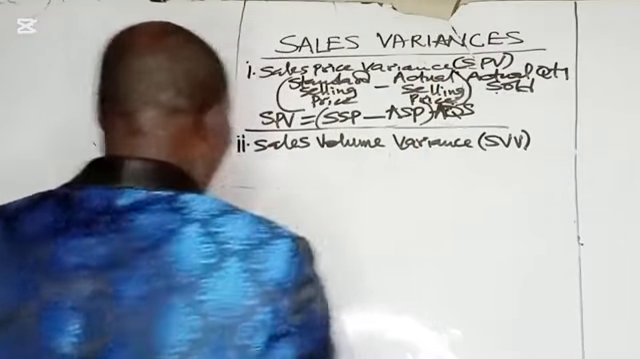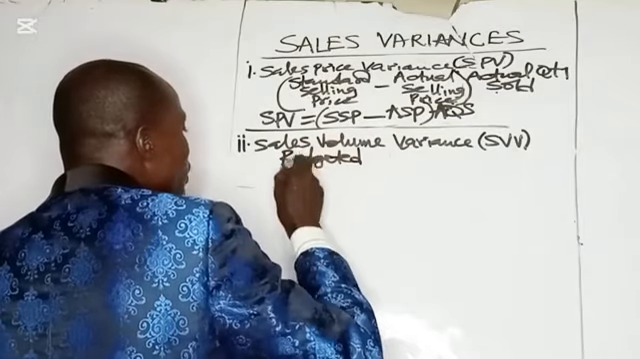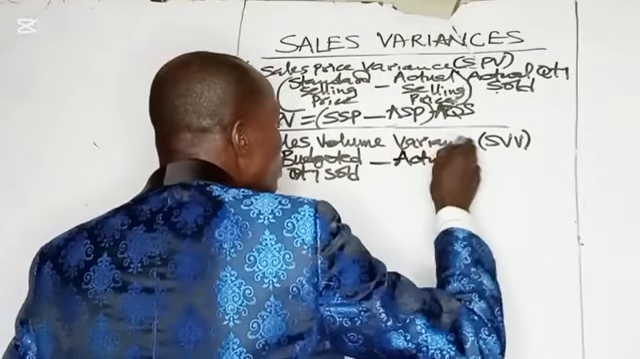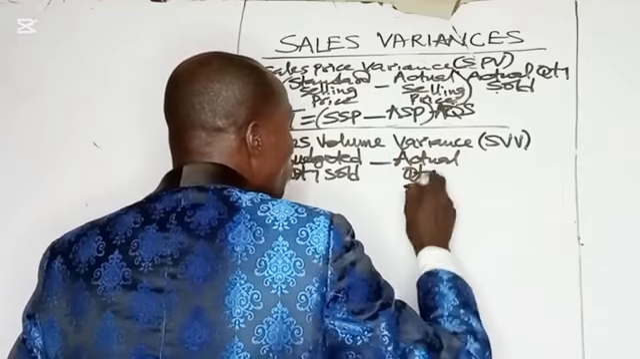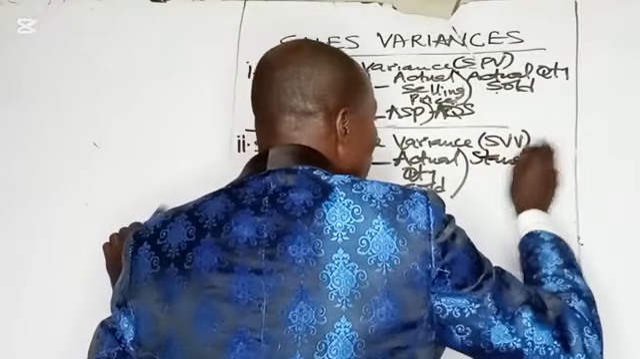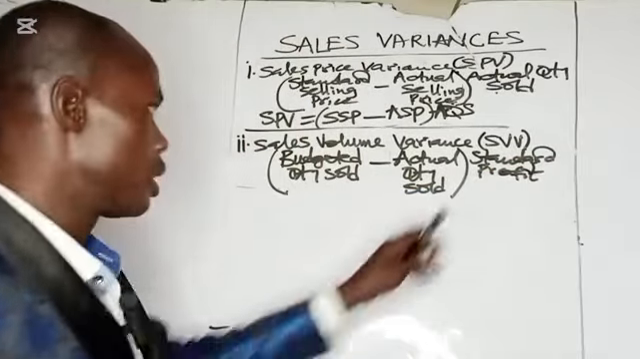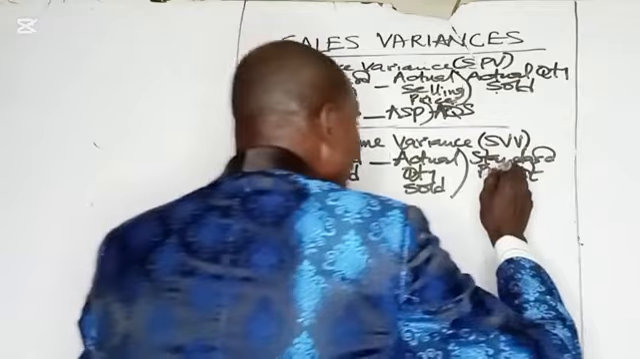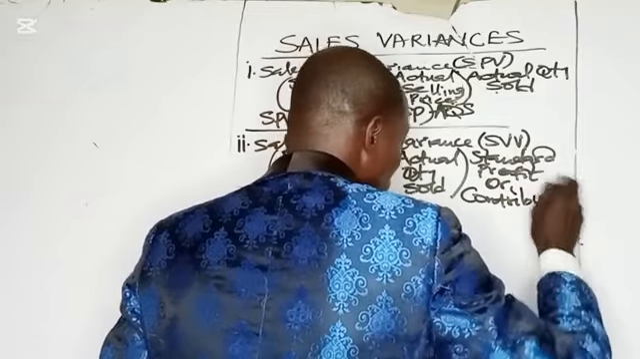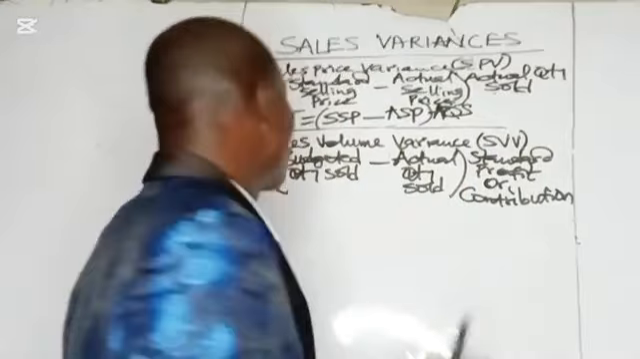Therefore, sales volume variance equals budgeted quantity sold minus actual quantity sold, multiplied by standard profit. If you are using absorption costing, you use standard profit. But if you are using marginal costing, you use standard contribution. The two schools of thought are marginal costing and absorption costing.